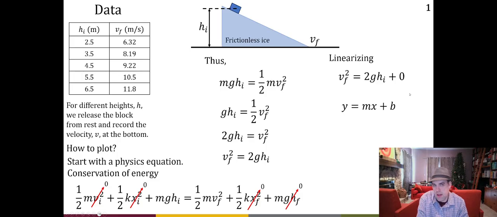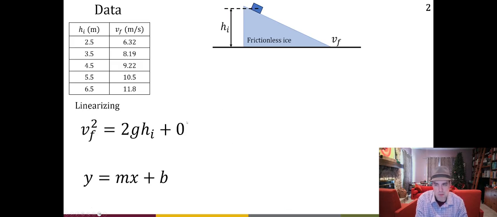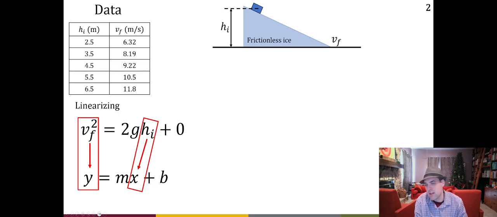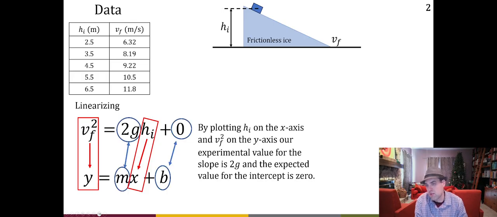What should we plot in the vertical axis or horizontal axis? And what is the slope and intercept going to be? So let me make that a little bit bigger. So if you see that final velocity squared is in the y position, so we're going to plot final velocity squared data on the vertical axis. Height initial is in the x position, so we're going to plot height initial on the x-axis. And 2 times g is in the position of the slope, and 0 again is in the position of the y-intercept. So by plotting final velocity squared, again, not just final velocity, on the y-axis, height initial on the x, we expect the slope to be 2g and our y-intercept to be 0.